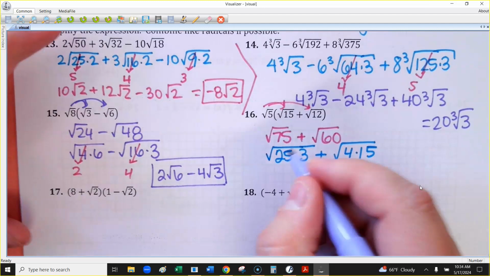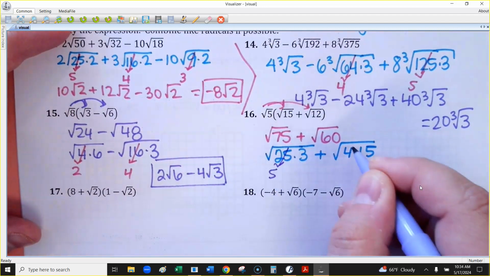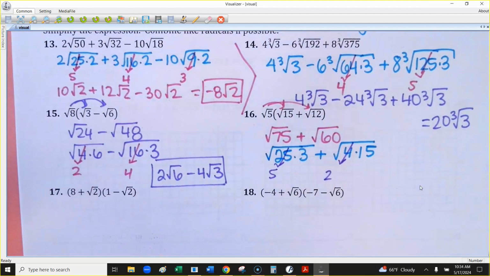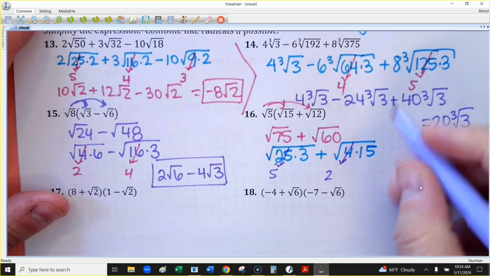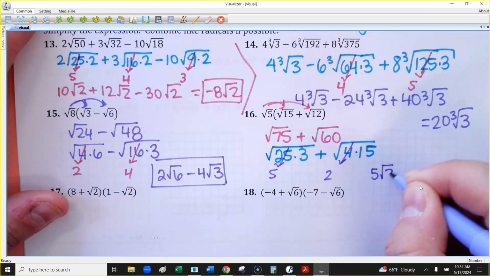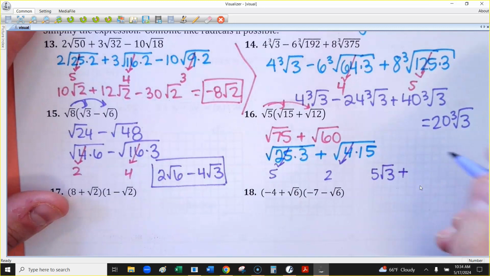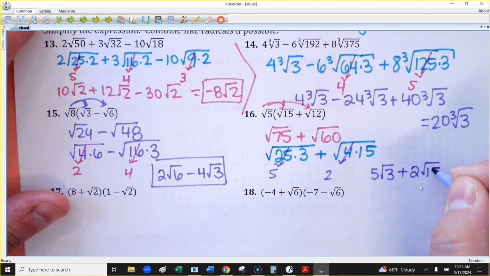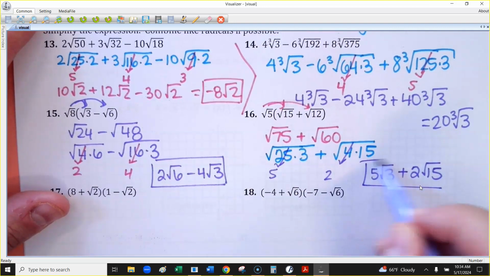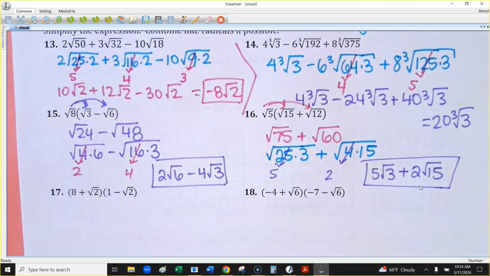So for the 25, I'm going to take out a 5. For the 4 square root, we're going to take out a 2. So that first term would be 5 roots of 3, plus the second term would be 2 roots of 15. So it can be simplified, but we can't actually add those terms together because they're not like radicals.